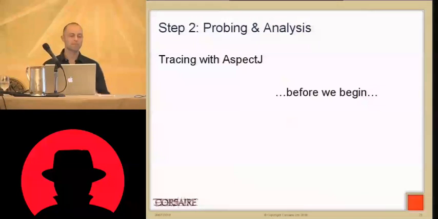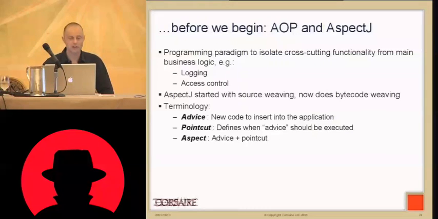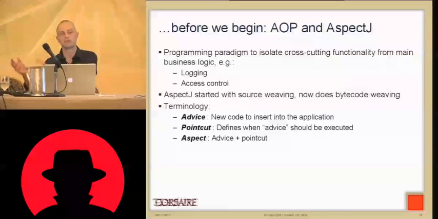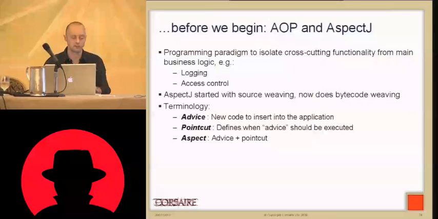The third technique is to trace using AspectJ. So AspectJ, quick introduction, if you're not familiar with it, it's a Java implementation of aspect-oriented programming. So what AOP allows you to do is, if you've got some common functionality that really has to apply to all of the classes in your application, instead of manually going and editing all of your classes, you define it in one place and you tell AspectJ, put this into my application.